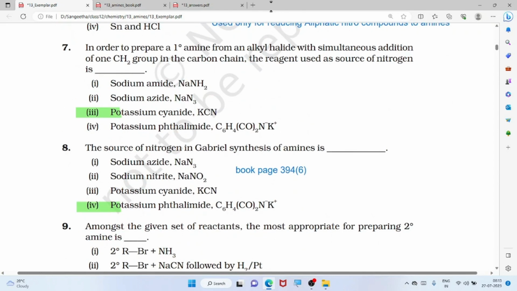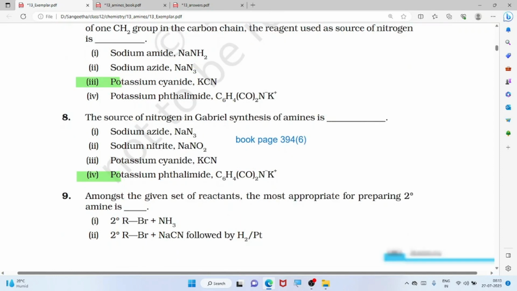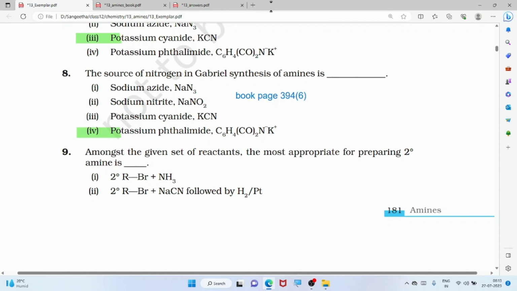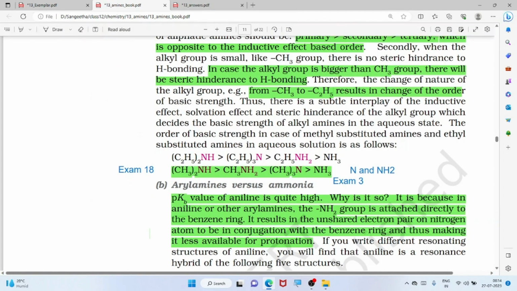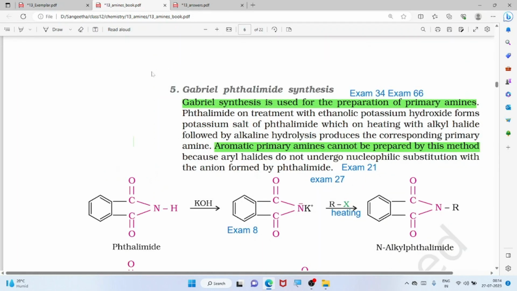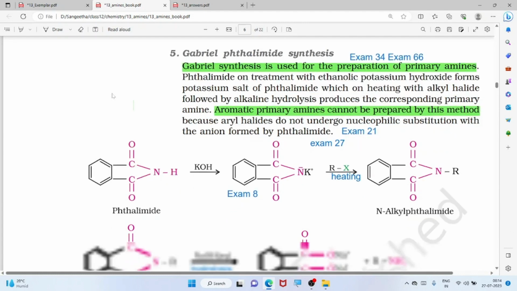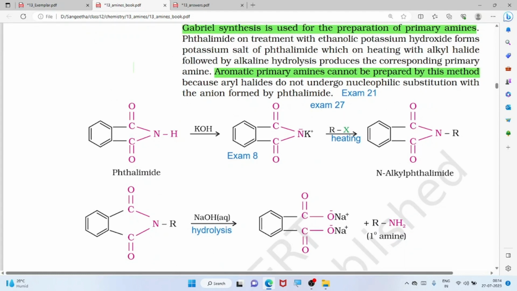In order to prepare a primary amine from an alkyl halide with simultaneous addition of one ethyl group in the carbon chain, the reagent used as a source of nitrogen is this potassium cyanide. The source of nitrogen in the Gabriel synthesis of amines is this, that is given in the book. That is Gabriel synthesis, preparing primary amines. Okay, this one.